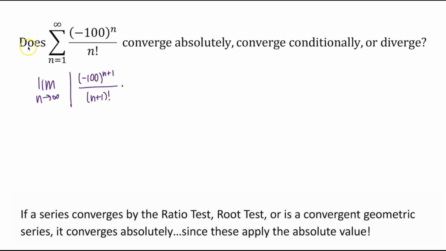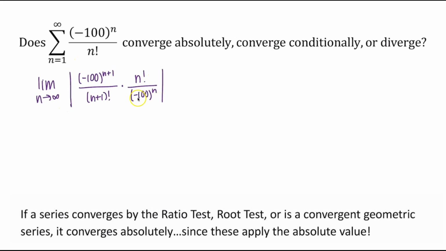And then we would divide by a sub n. So this is the a sub n plus first term. And instead of dividing by a sub n, we'll multiply by the reciprocal, n factorial over negative 100 to the n. And then we'll go ahead and attempt to simplify this.